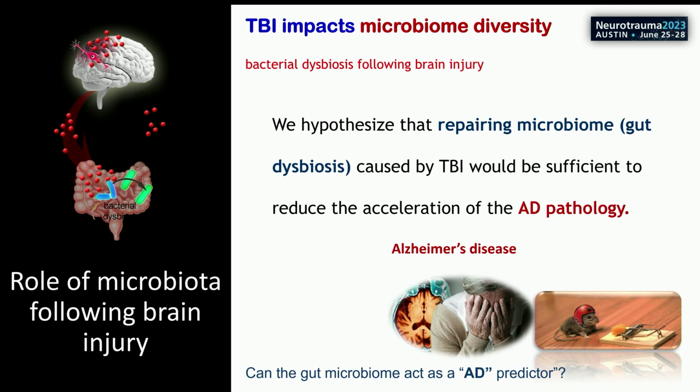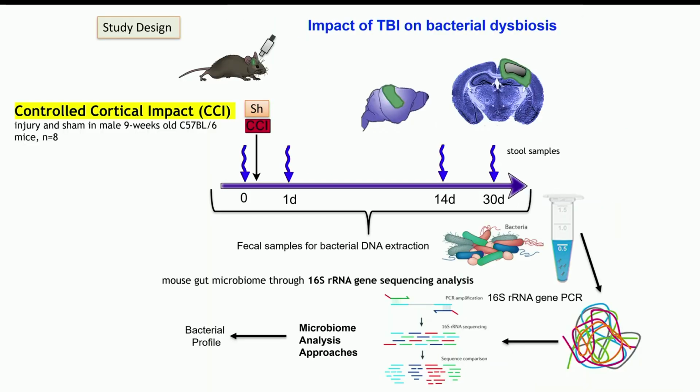Our original hypothesis, which we presented years ago, the last time at a neurotrauma meeting, was that repairing the gut dysbiosis caused by traumatic brain injury would be enough to reduce the acceleration of Alzheimer's pathology and other disease. That is the premise. But first, we need to see the impact of TBI, traumatic brain injury, on the gut. You are familiar with the preclinical animal models, so it's perfect. And now I'm going to explain briefly what we did.